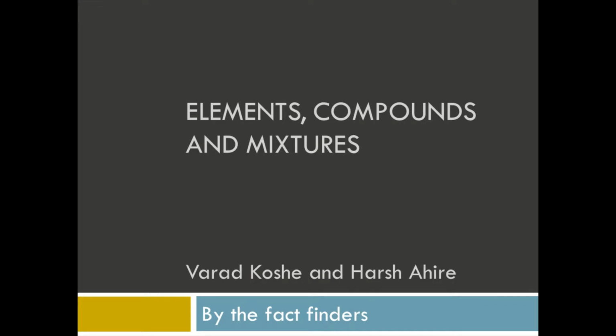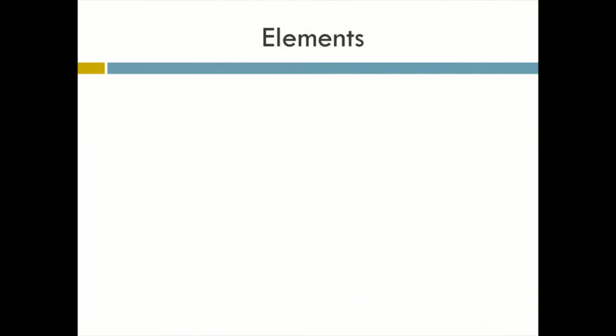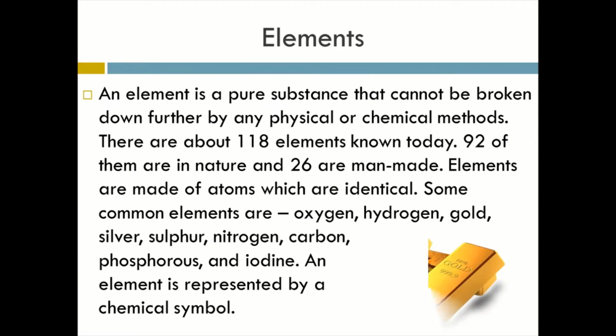We are the Fact Miners and today we are going to learn about elements, compounds and mixtures. Elements. An element is a pure substance that cannot be broken down further by any physical or chemical methods. There are about 118 elements known today. 92 of them are natural and 26 are man-made.